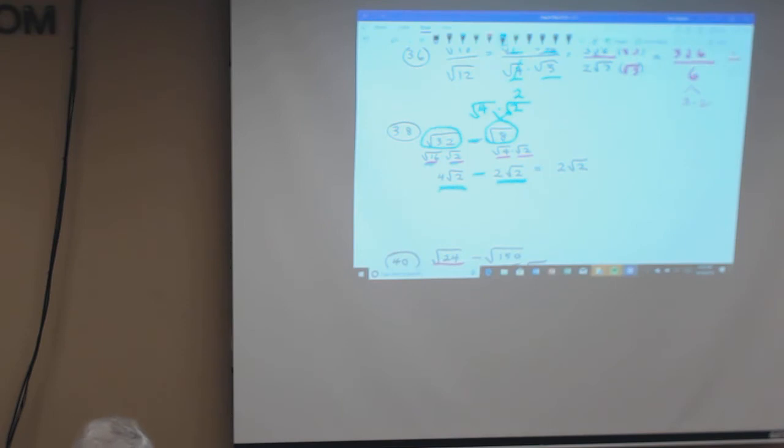So now watch what I have here. I'm going to change colors on this one. I have 4 of these minus 2 of these. What would that give me for an answer? 2 of those. You almost treat radicals like you would variables. So 4 radical 2's minus 2 radical 2's gives me 2 radical 2's. So there's my answer.